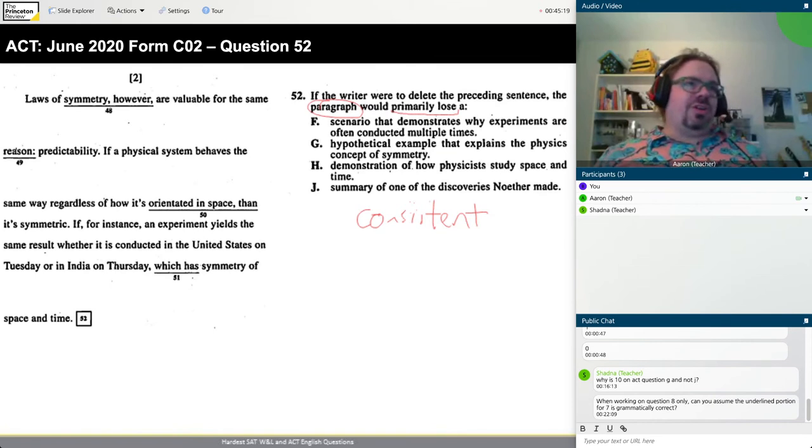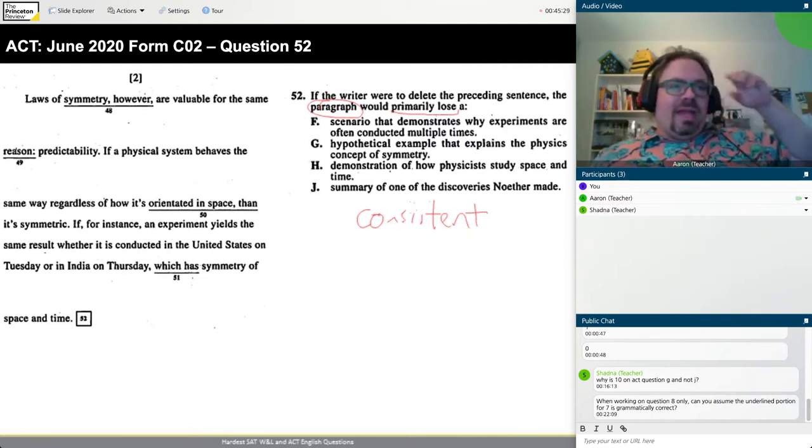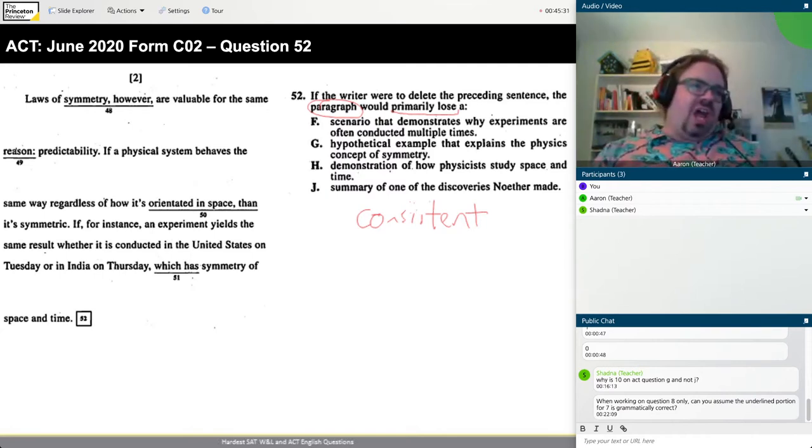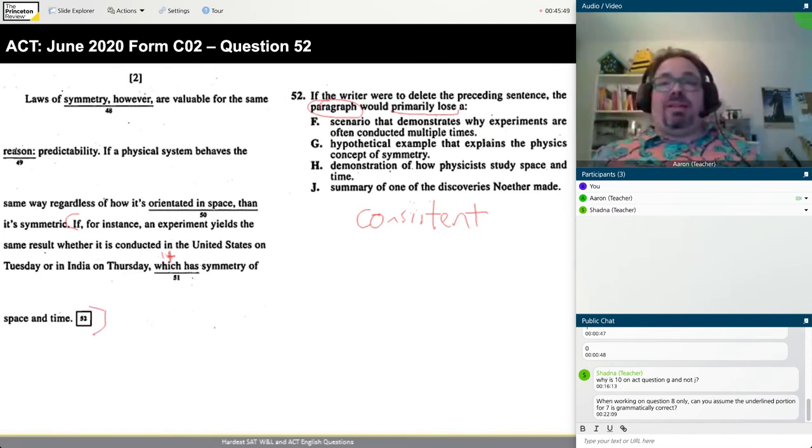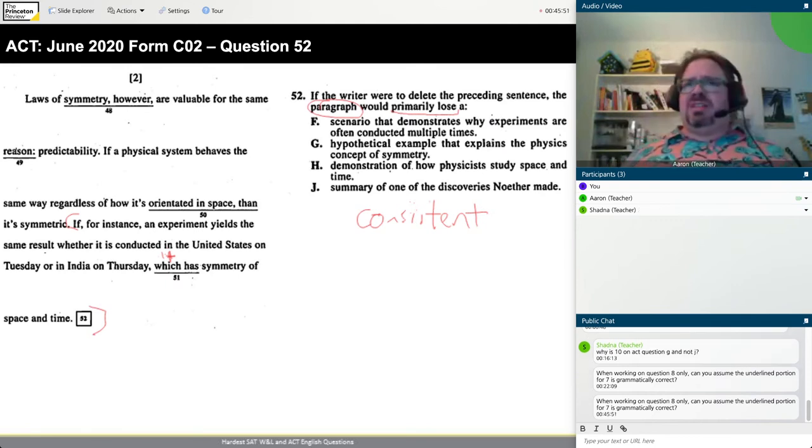So, laws of symmetry, however, are valuable for the same reason, predictability. If a physical system behaves the same way, regardless of how it's oriented in space, then it's symmetric. If, for instance, an experiment yields the same result, whether it's conducted in the United States on Tuesday or in India on Thursday, which has symmetry, this is for those of you at home, it has symmetry of space and time. So we care about this sentence, and we can see, okay, it's about this experiment. The experiment has the same result if it's in India and the United States and on different dates.